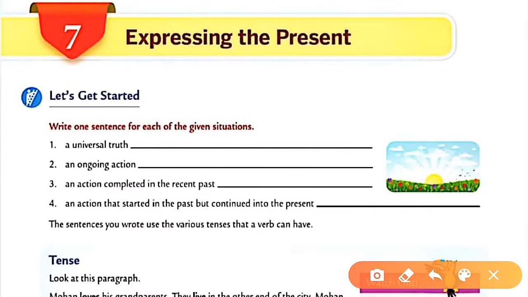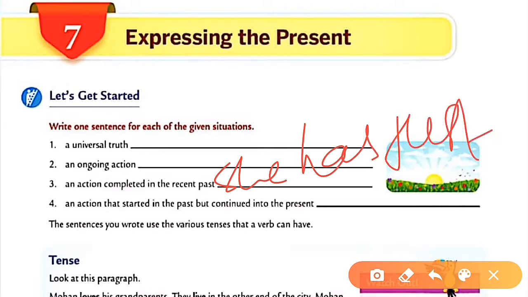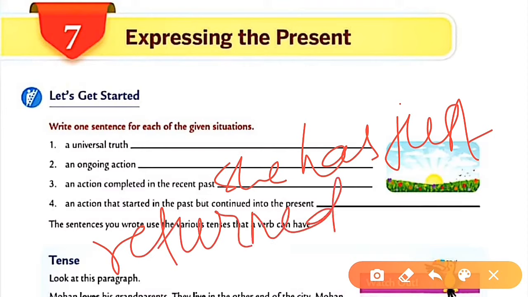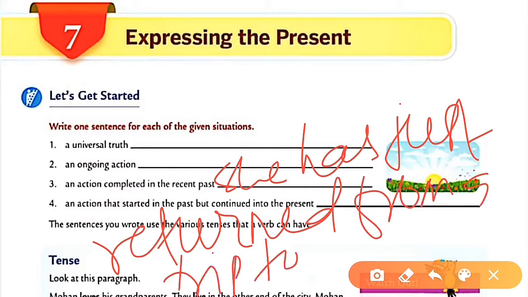Next, number third, an action completed in recent past, means present perfect tense. Like she has just returned from a trip to her village.